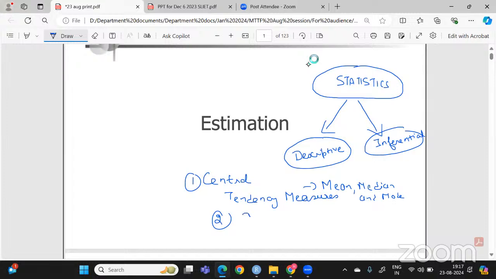So the second one was measures of dispersion. I think all of you have heard about this, in which we will cover variance, standard deviation, standard error, range, mean deviation, deviation about arbitrary constant, and so on.